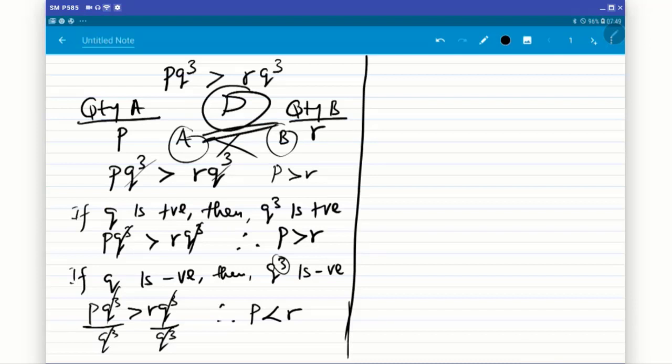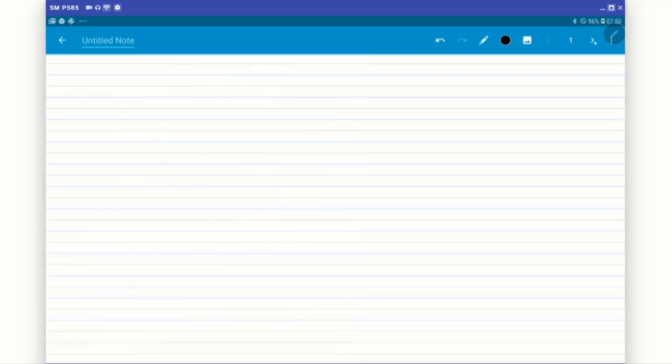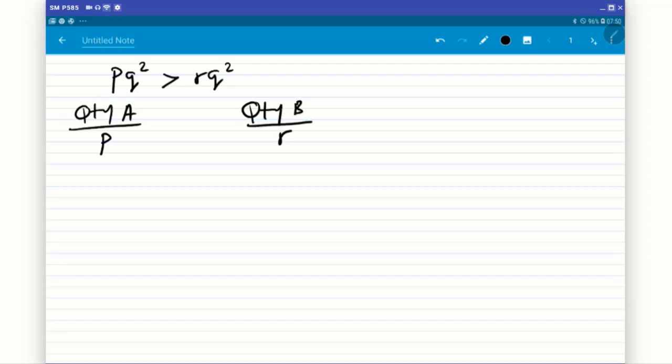Okay, so we have to be very careful with this kind of question. But let's say we have something like this: P q squared is greater than r q squared. So quantity A, P, quantity B, R. Alright, so here this is very clear.